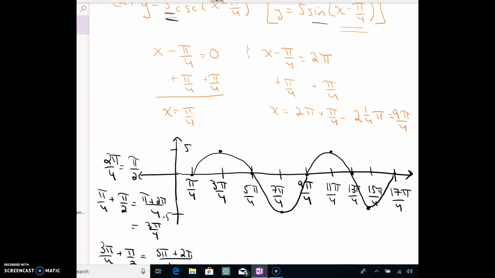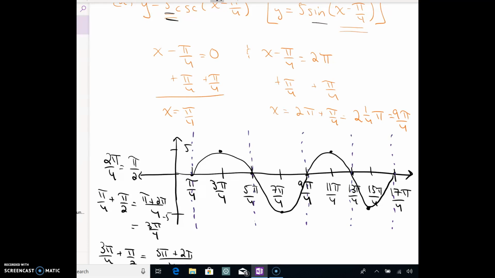Anytime we see a 0, that's going to turn into a vertical asymptote. So we're going to have a vertical asymptote here at pi over 4, here at 5 pi over 4, here at 9 pi over 4, here at 13 pi over 4, and over here at 17 pi over 4.